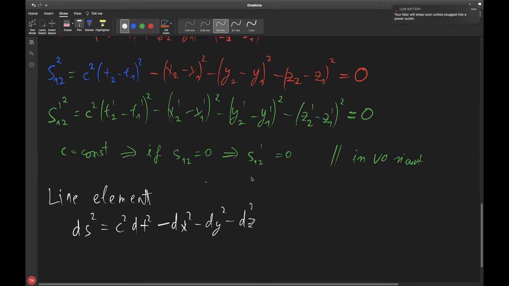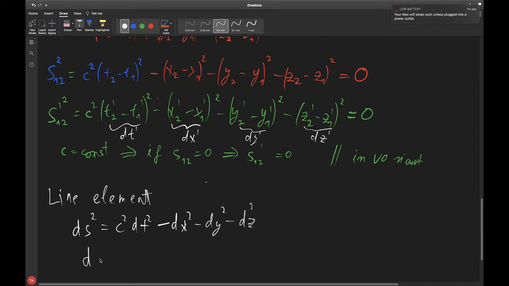So, okay, how did we get to this? Essentially what we assumed is that these things are all small numbers, and so for the differences we have made a new variable, which we call dt, dx, dy, and dz, respectively. So this was dx prime, this was dt prime, this was dy prime, and this was dz prime. From this, we essentially rewrote it and got a small part of the arc length.